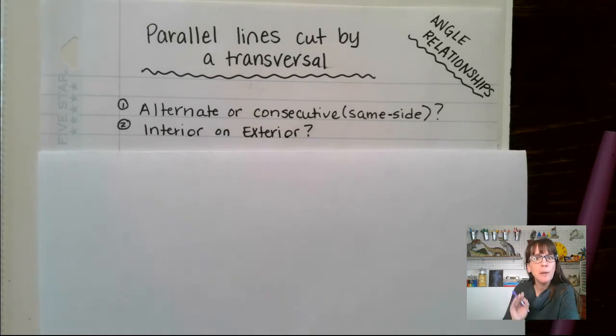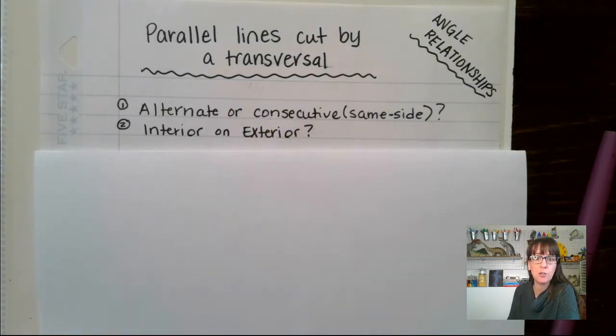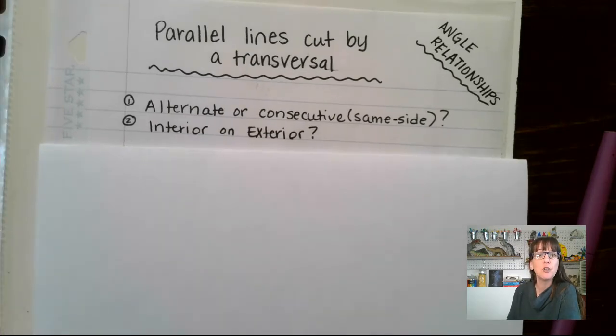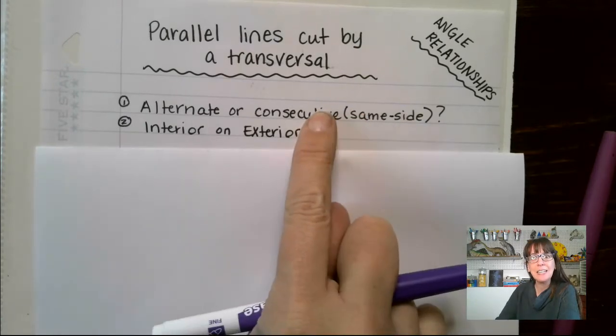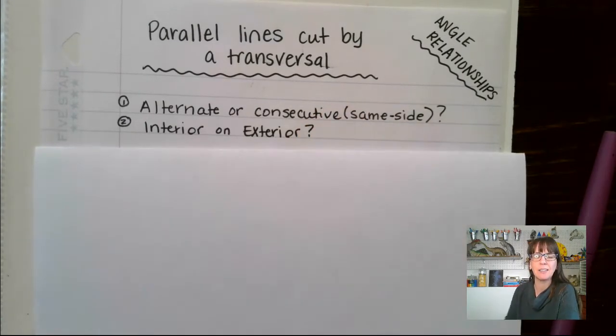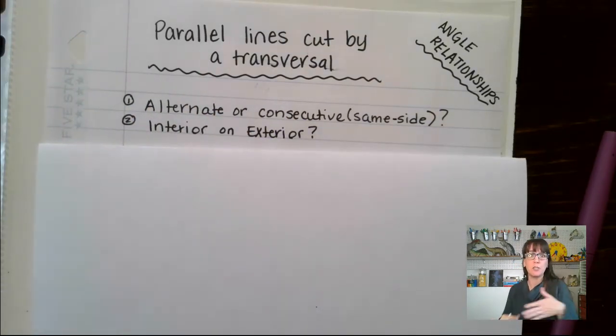When we are determining angle relationships, we're deciding two things. Is it alternate or consecutive side of the transversal, or is it on the interior or exterior of the two parallel lines? Now, alternate means opposite sides. Consecutive means same side. Sometimes those words get a little bit mixed up, but consecutive means the same thing as same side. Interior and exterior mean the same thing as they do in regular day talk, which is to say inside or outside.